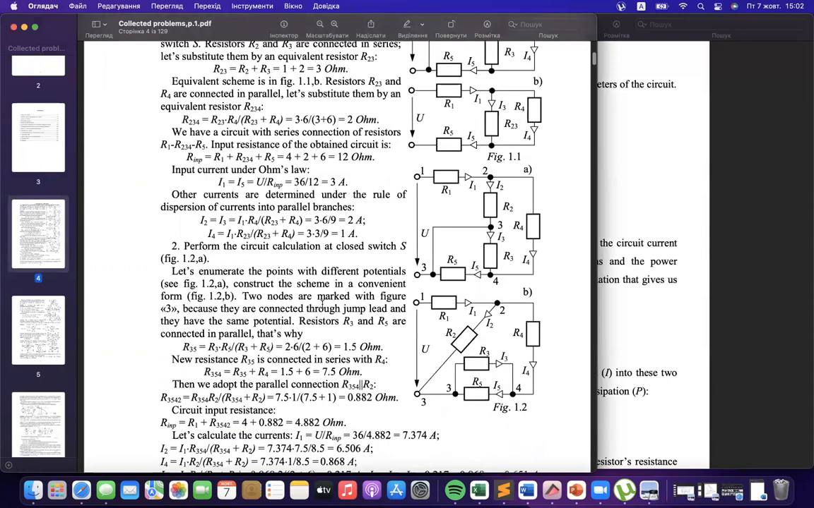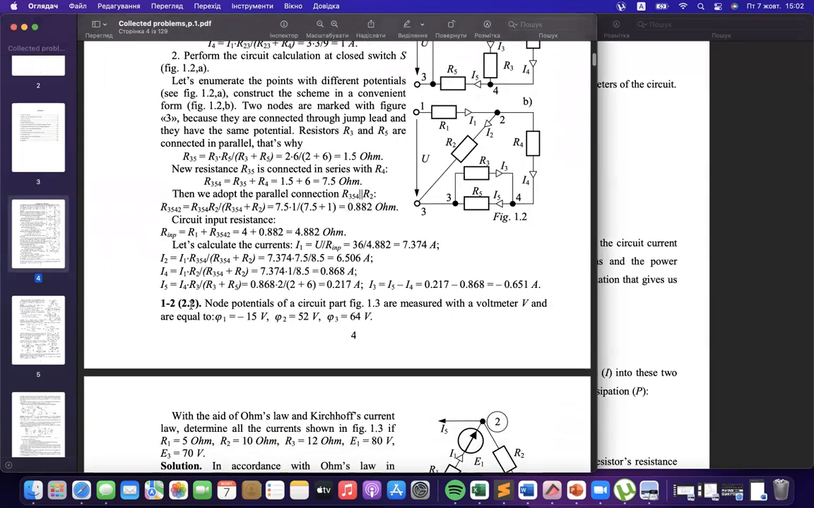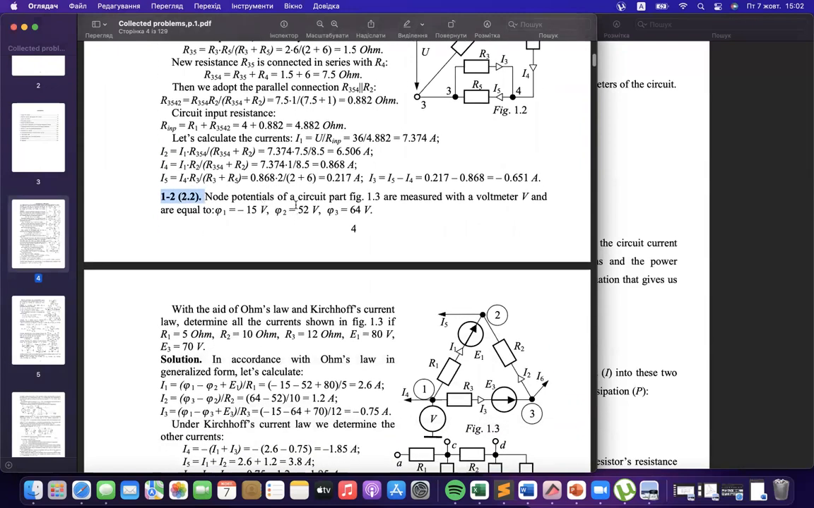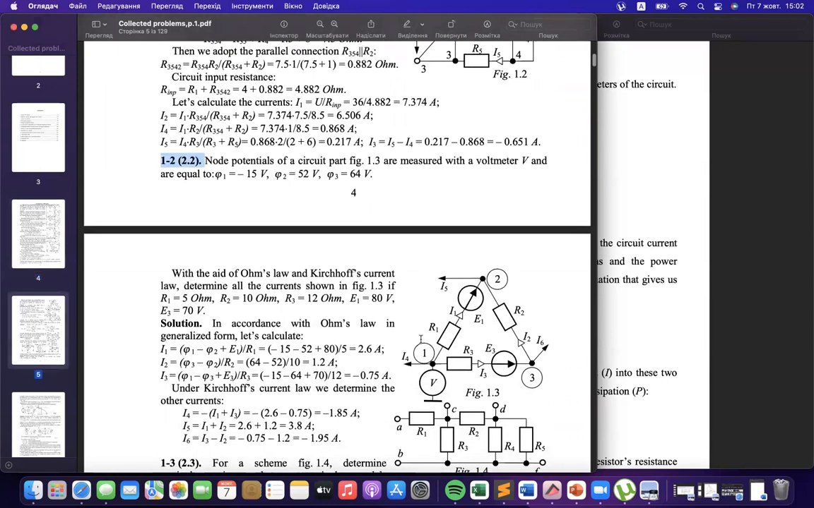And let's see some solution, for example, 1.2, starting from the potentials. In this task, you have the values of potentials from the measurements. It is circuit number 1.3. Here it is. And you are asked to determine all currents from this picture.